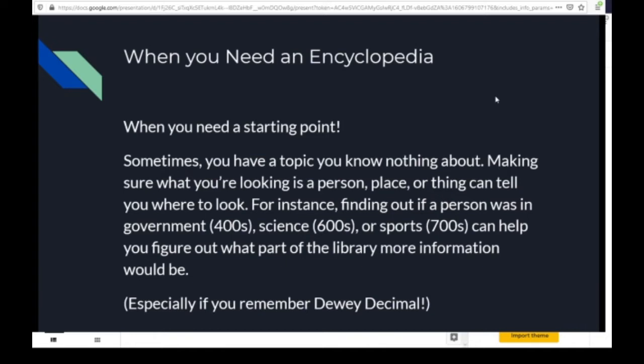Okay, so cool. I know what one is. Why do I need it? Well, there are two reasons we're going to talk about today. The first one is when you need a starting point. Sometimes you have a topic you know nothing about. Someone might tell you to do some research on a nettle, and you don't know what a nettle is. Is that like a kettle? Is that something I use in the kitchen? Is it an animal? Well, as it happens, nettle is a type of plant. I wouldn't have known that unless I looked it up.